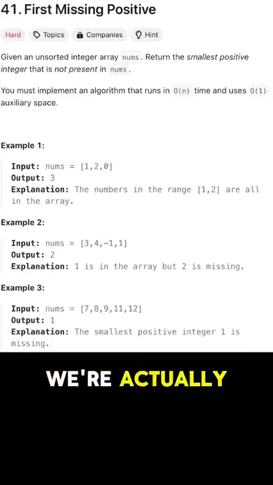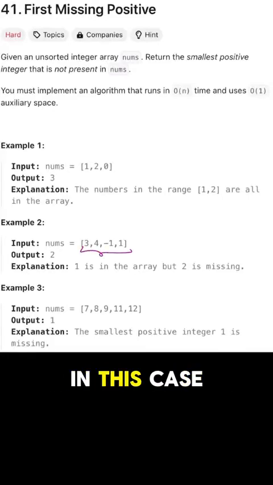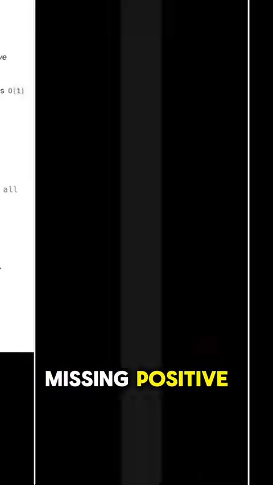So in this problem, we're actually trying to detect the first missing positive. In this case, 2 is our first missing positive. In this case, 1 is our first missing positive. How do we do this?